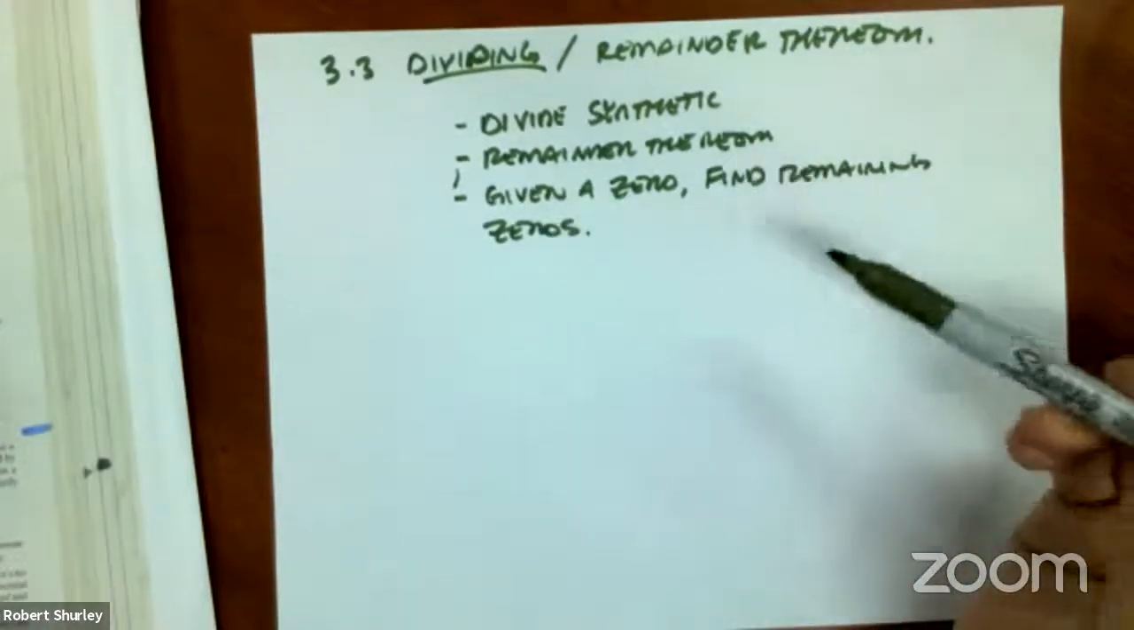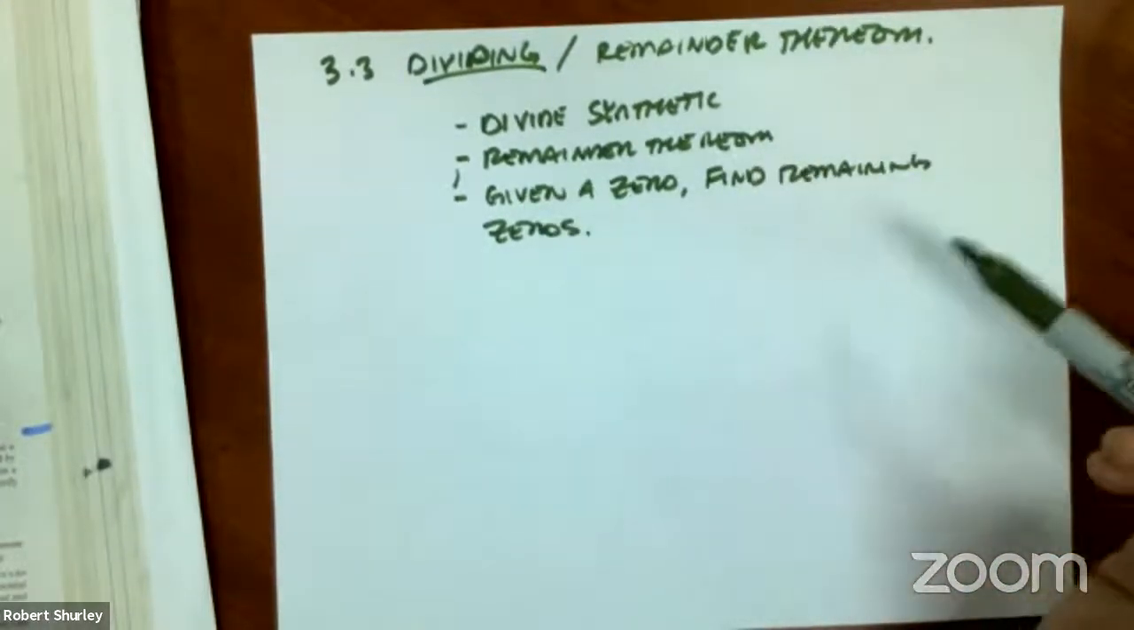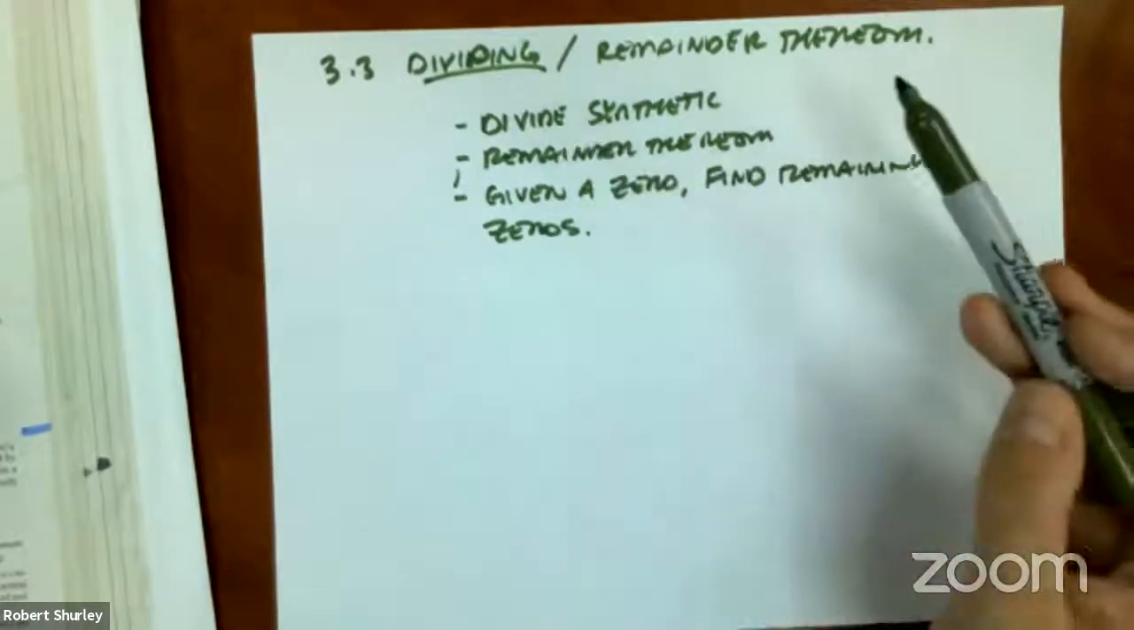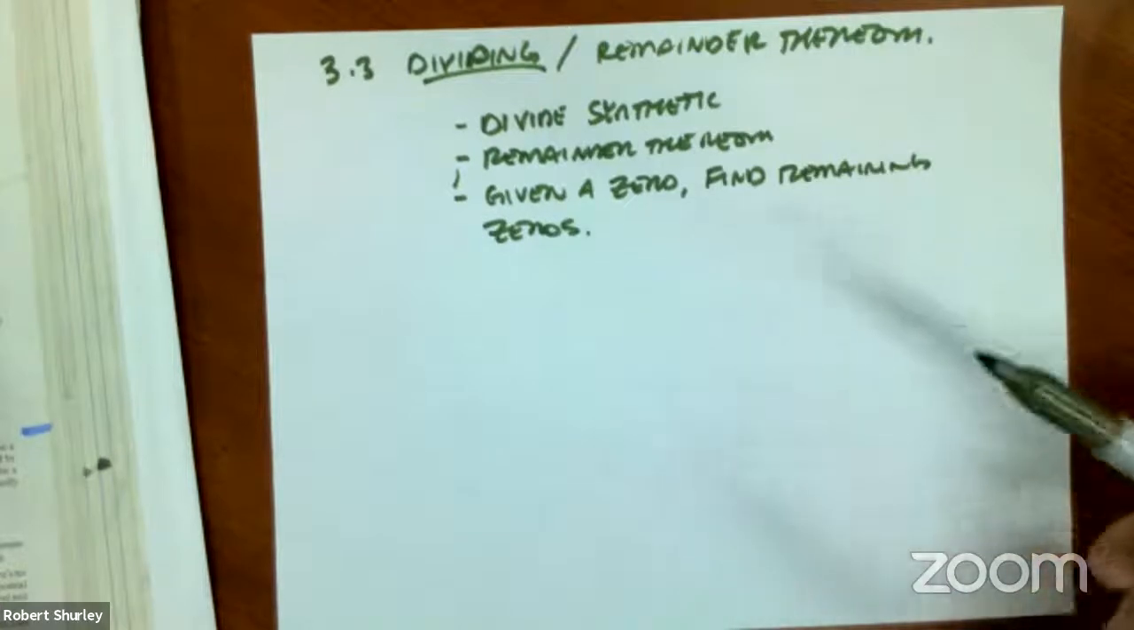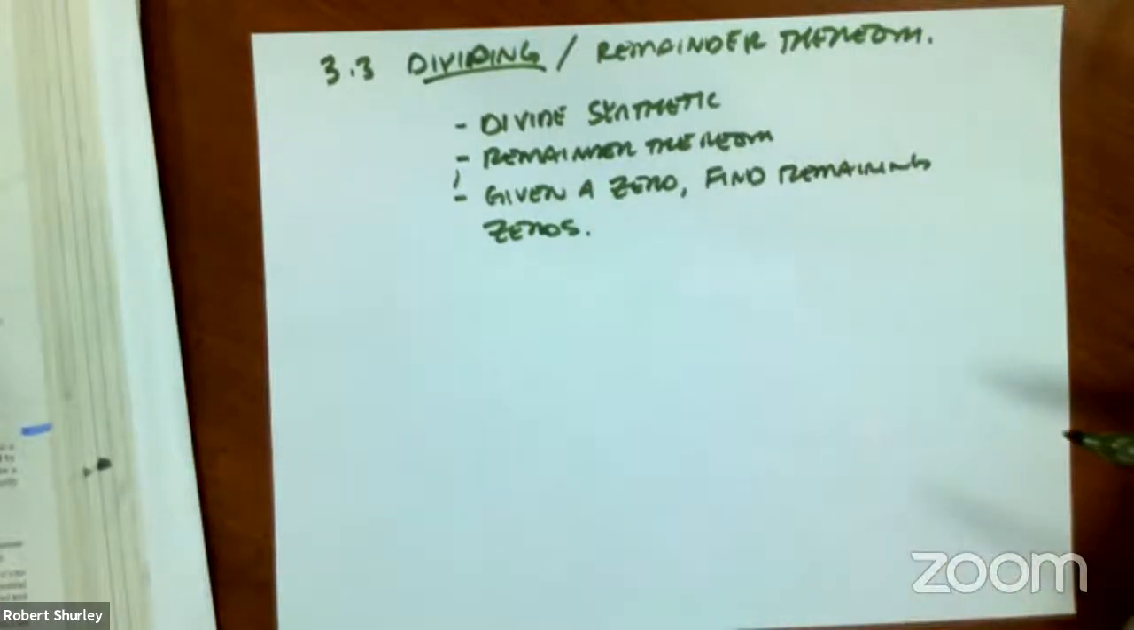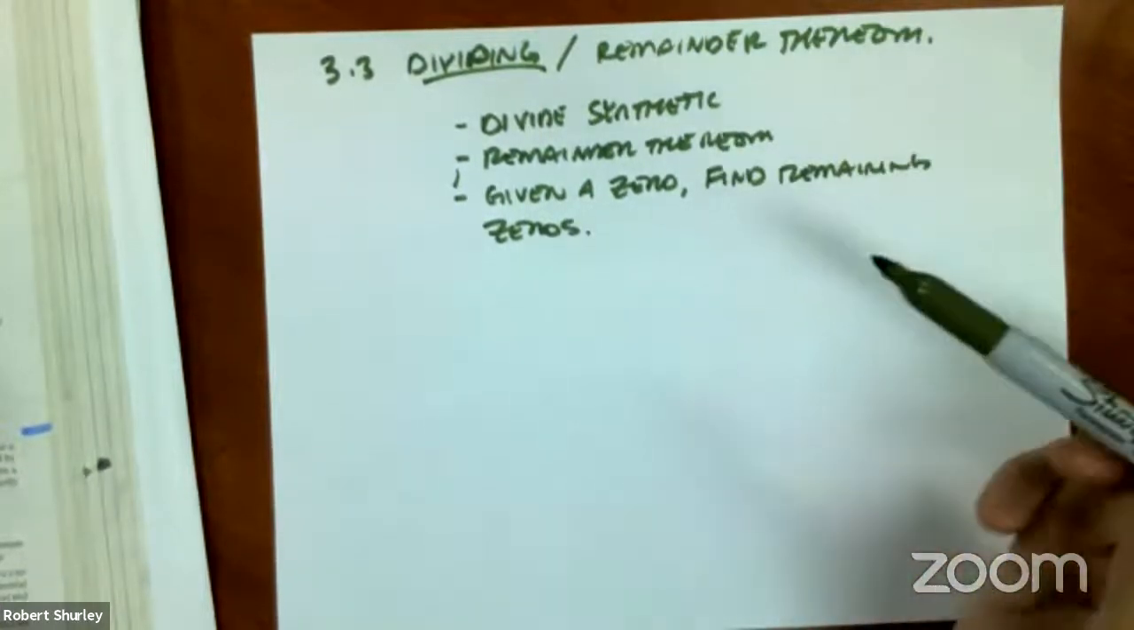Remainder theorem, remember, was just if you plugged in an x value and you got back zero, it must mean that's a zero of the function, or whatever you got back actually was the remainder if you divide it out. And then given a zero, find the remaining zeros.